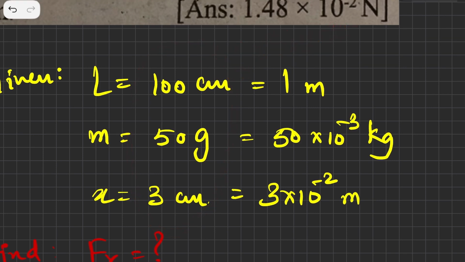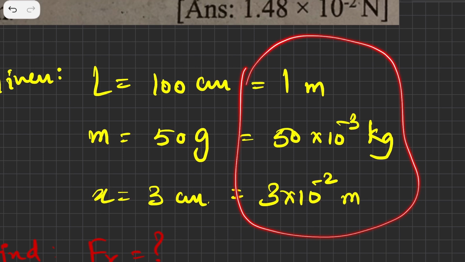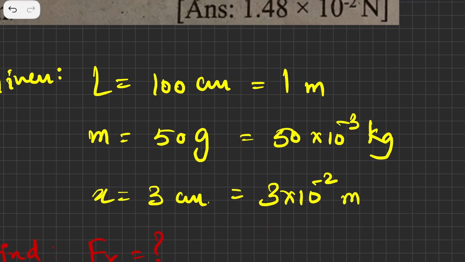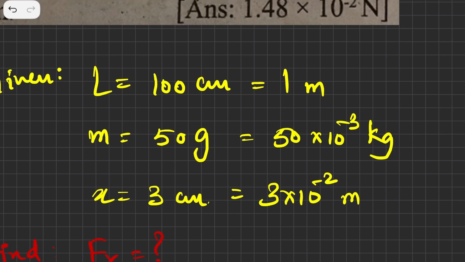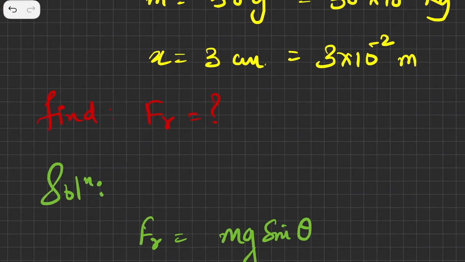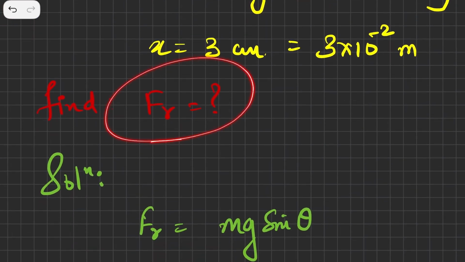Else, if you are in doubt, then convert everything into SI system and then put the value of g as 9.8. So by mistake also you will be saved from this, because 980 is not a number which is used very regularly. So restoring force is something we are supposed to get.